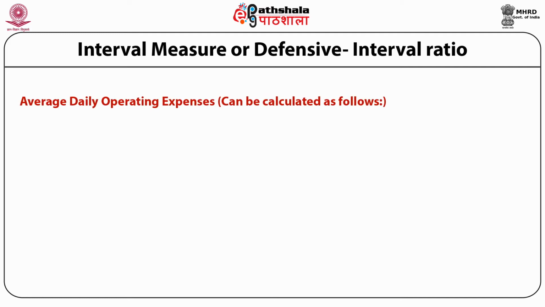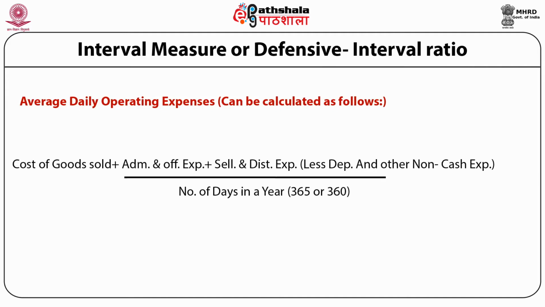Average daily operating expenses can be calculated as follows. It includes COGS, meaning cost of goods sold, plus administrative office expenses plus selling and distribution expenses less depreciation or any other types of non-cash expenses, divided by the number of days in the year. That is, you can take it as 365 days or 360 days.